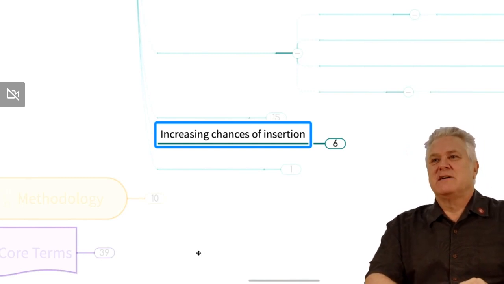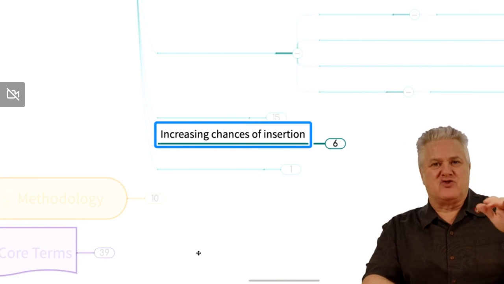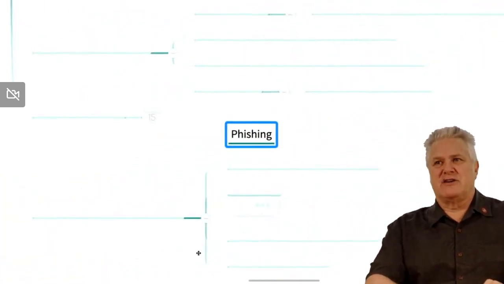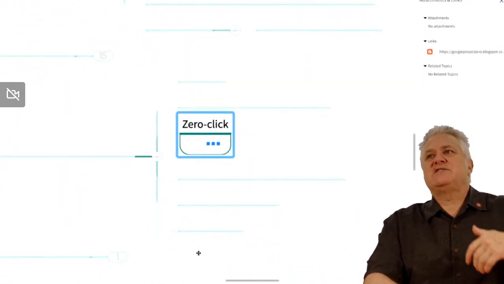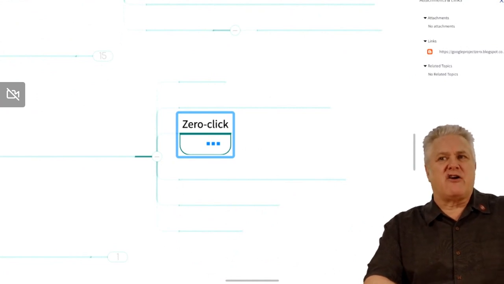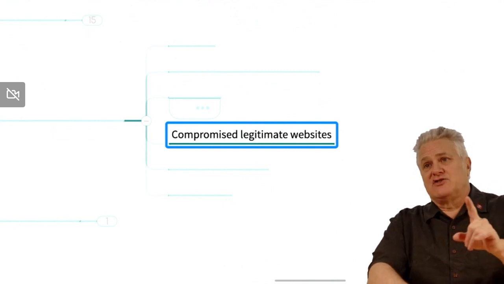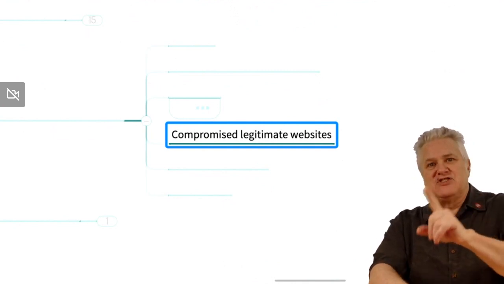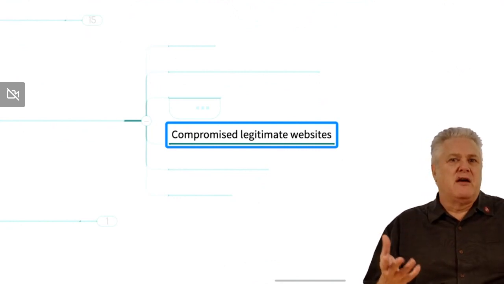Good idea. Okay, what we're trying to do in all of the malware stuff as penetration testers is increase the chances of insertion. We do that through phishing, social engineering, clickjacking. It is possible to do this, what's called a zero click, but it's very, very rare today. What adversaries are doing is they're compromising legitimate websites out there that are very small websites that do one thing.